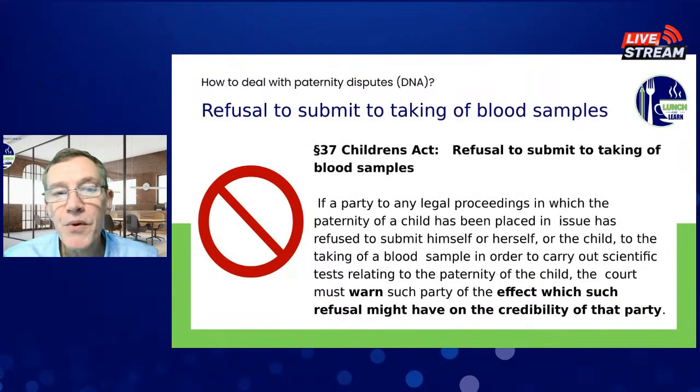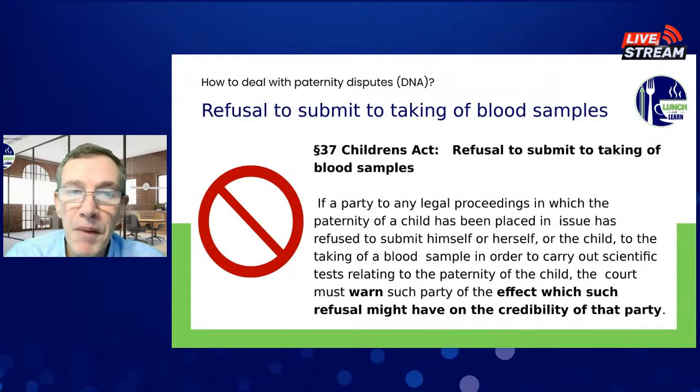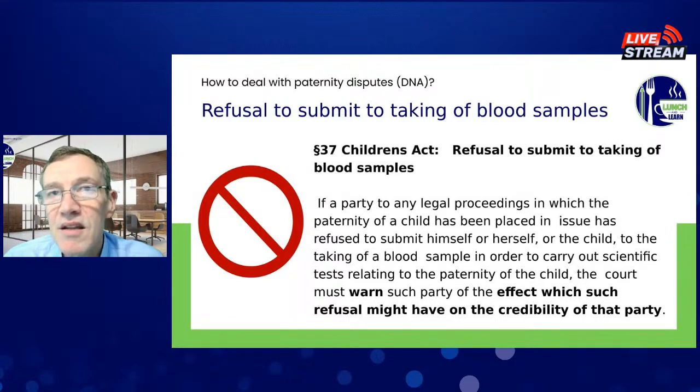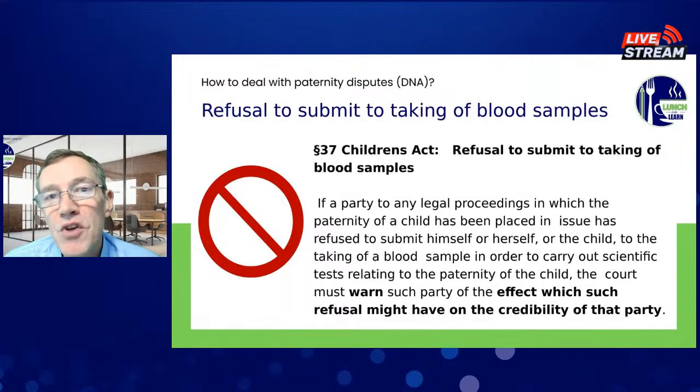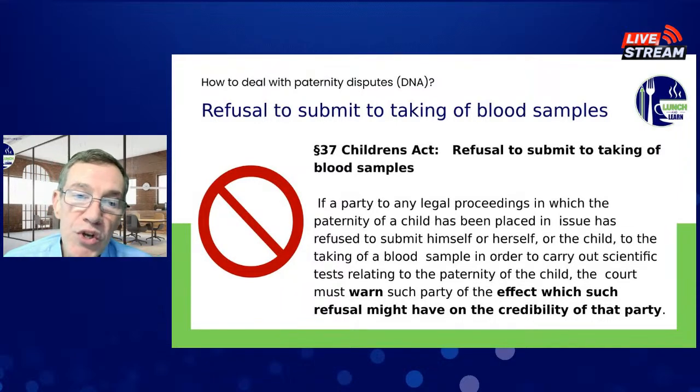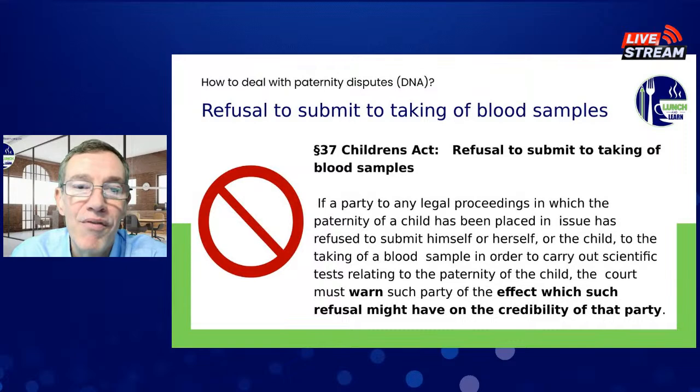So what would happen if a person refuses to take a blood sample? In terms of Section 37 of the Children's Act, if during any legal proceedings with regards to paternity, it could be either the person themselves or the other person or the child, and such a person refuses to submit themselves for the taking of the blood, then the court would need to warn and caution that person, to say that a negative effect might be drawn due to the refusal, and it might have an influence on the credibility of that person when it comes to court.